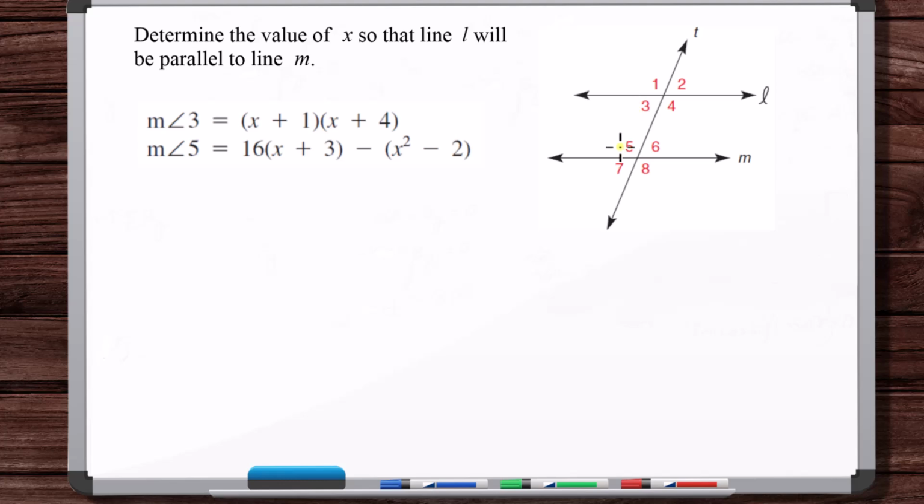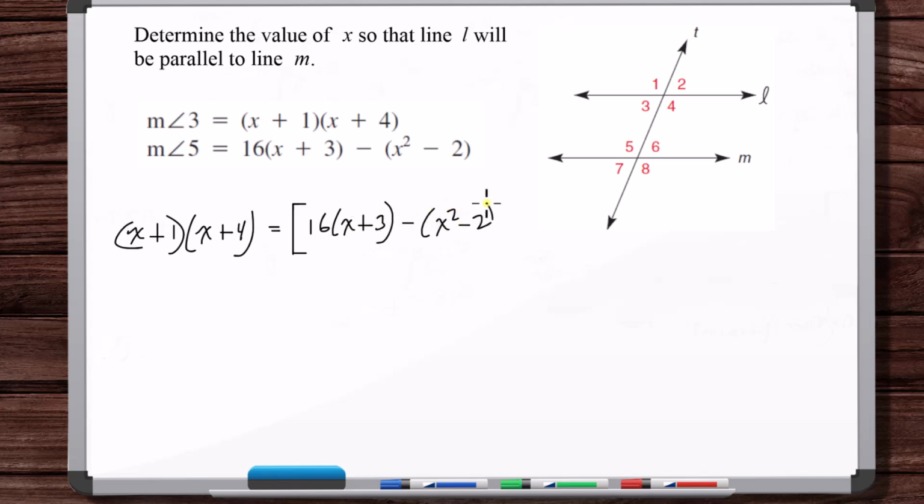Okay, angles 3 and angles 5 are interior angles on the same side of the transversal, so we need these two angles to be supplementary for L and M to be parallel. So x plus 1 times x plus 4, that value, and we can look at it this way. Just to make this clear, let's write the measure of angle 5 here. When you input an x, you get some value here. When you input an x, you get some value here. This entire value, that's the measure of angle 3 once you input an x, plus this entire value, once you input an x, that needs to be equal to 180 because these two angles need to be supplementary.